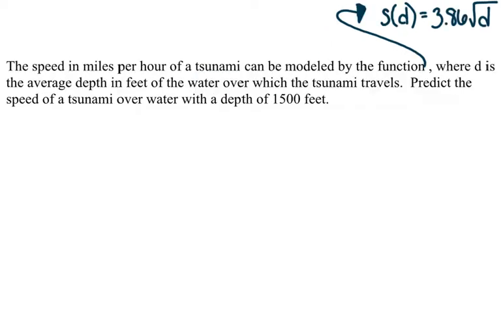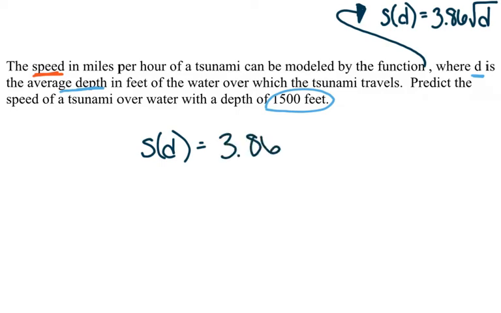Alright, so go ahead and read this problem. See if you can figure out what S of D and what D represent and what you're trying to find. Okay, so we're trying to figure out the speed when the depth is 1500. So D stands for depth. If I know it's 1500, I can just replace it. So all I have to do is type this in my calculator. Might help if I type the right number, sorry. Alright, so I got 149.5.